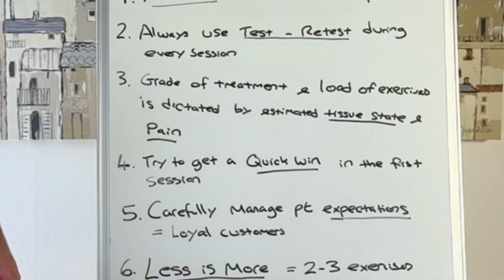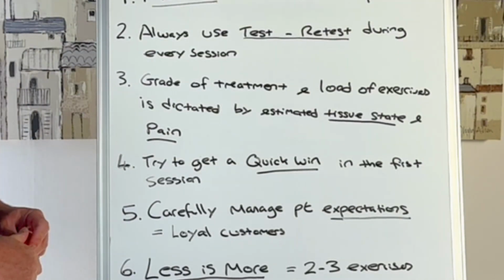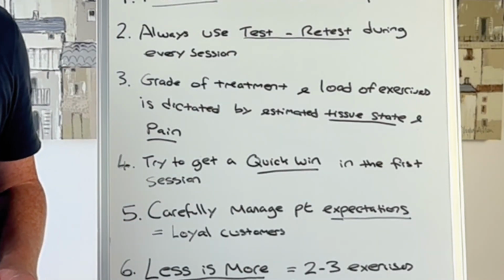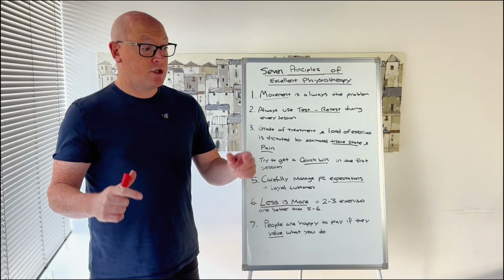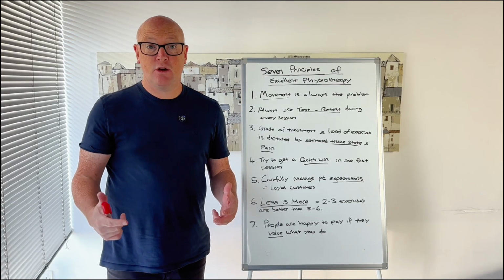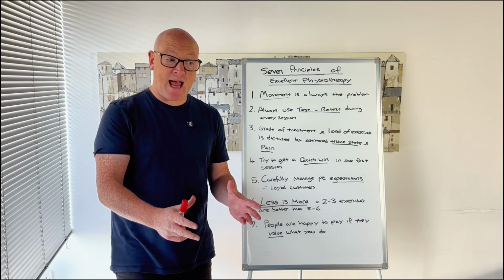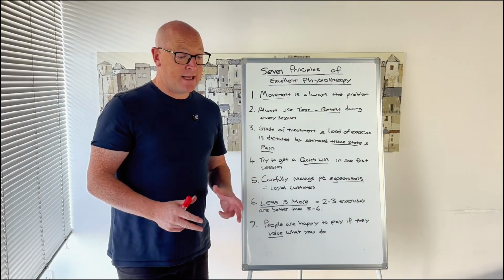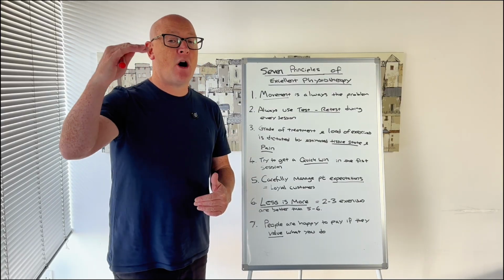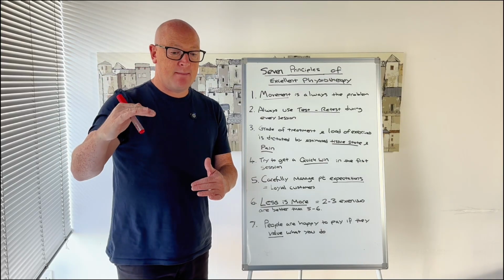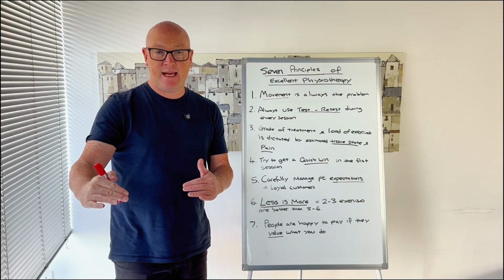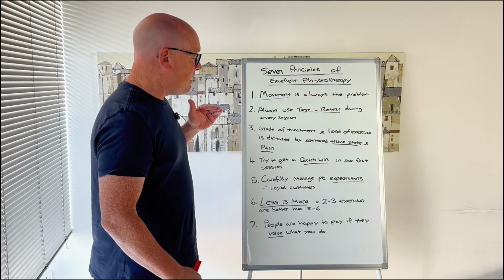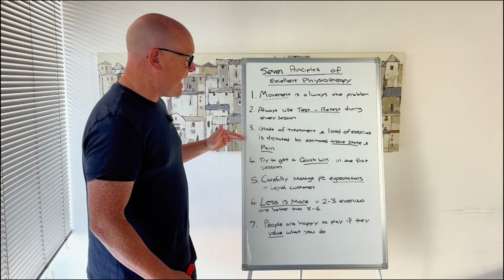Number 3 is the grade of treatment and the load of exercises is dictated by the estimated tissue state and pain. So how is our tensile strength of tissue? What is the stage of the injury, if it is indeed an injury that's causing the problem? Or what is the pain level? Are we in severe, high levels of pain, in which case we may drop down to a lesser grade and lesser load in terms of exercises? What is the tissue state and what is the pain?